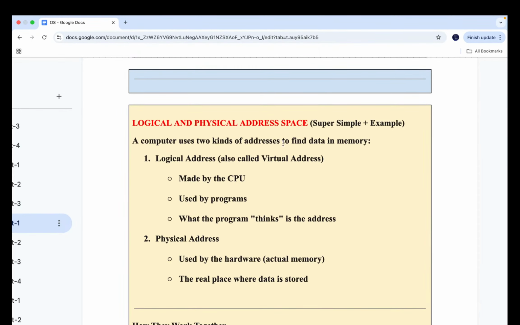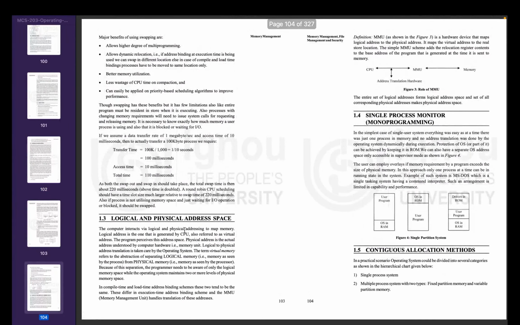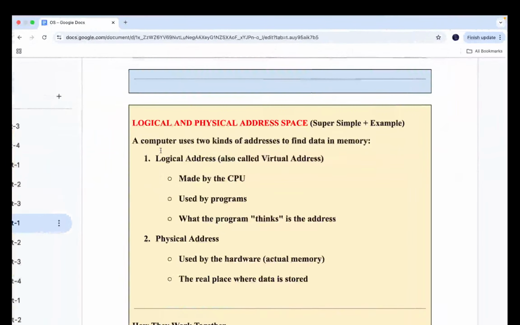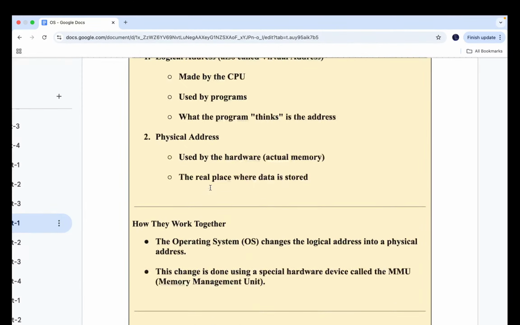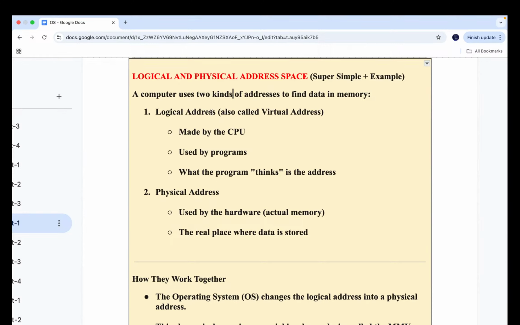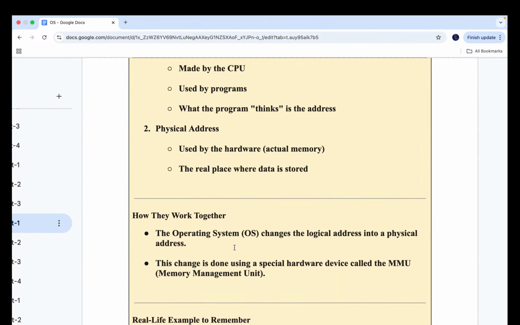Logical and physical address spaces. A computer uses two kinds of addresses to find data in memory. First is logical addresses and second is physical addresses. Logical addresses are also called virtual addresses, made by the CPU and used by programs. Physical addresses are used by the hardware, the real place where data is stored.